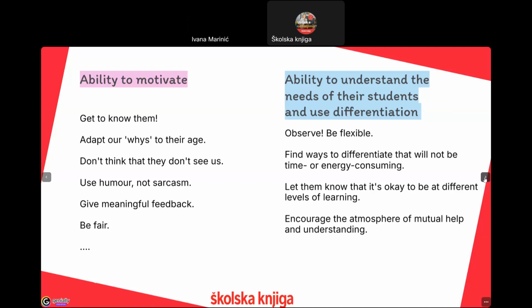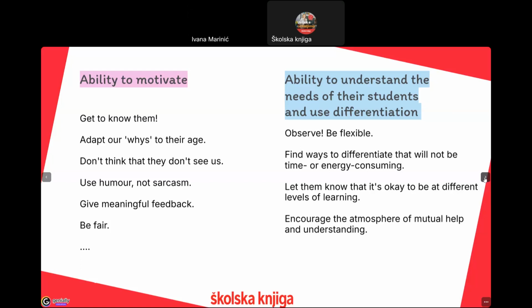Also, I realized that not everything I think is funny is actually funny. So I started changing my sense of humor, and instead of being sarcastic, I would rather be auto-ironic and joke about myself rather than others. And I also started doing that with my friends, not just as students. It changes a lot, to distinguish between humor and sarcasm. Giving meaningful feedback is so important for motivation, being fair, and many, many other things.